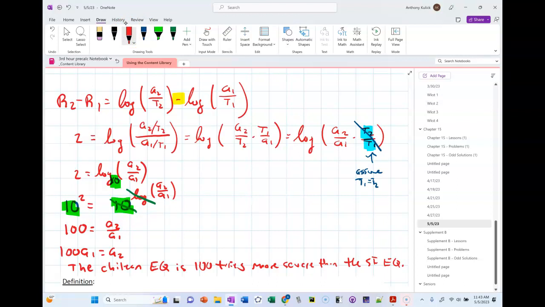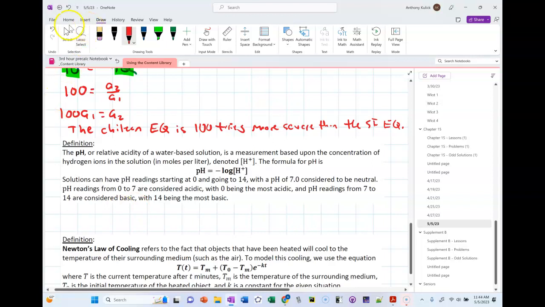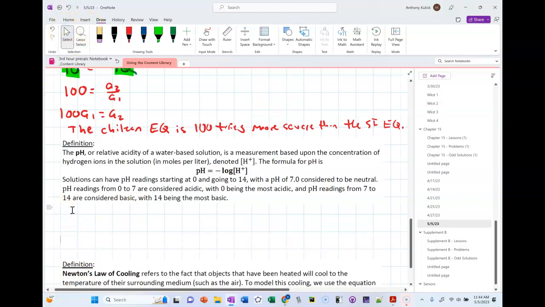So then what did it say at the bottom? The Chilean earthquake is 100 times more severe than the San Francisco earthquake, which was just me answering the question that was posed in words, right? I had the symbols all there, but sometimes that's not very satisfying if it's just all symbols.